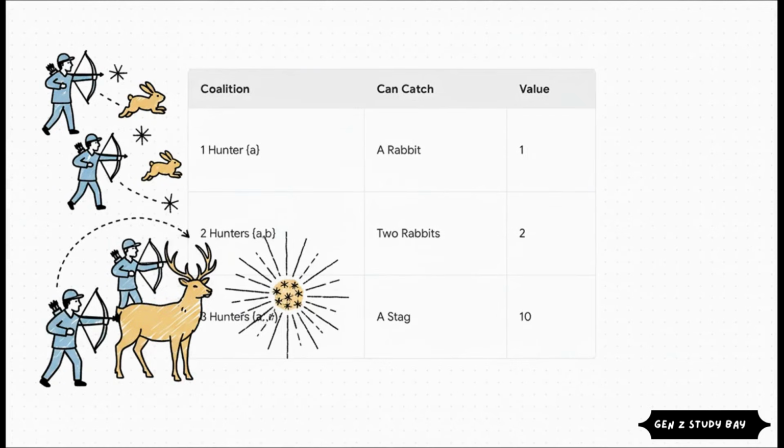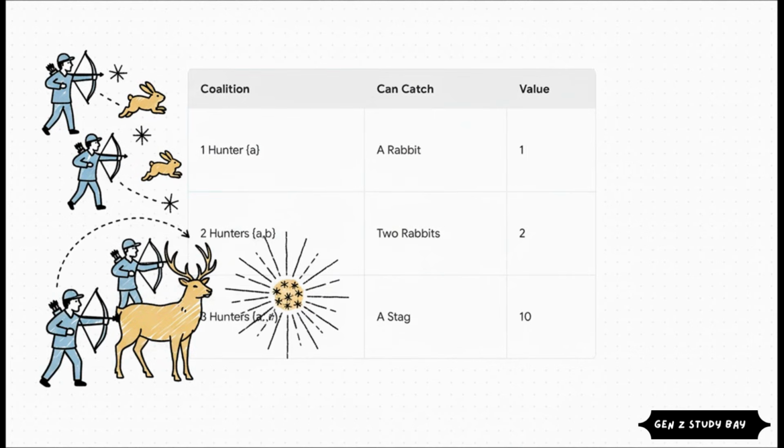And this is the core idea of cooperative game theory. Instead of obsessing over individual moves, it asks a different question. What is the value a group or a coalition can create together? So for our 3 hunters, any single hunter acting alone can get a value of 1. Any 2 hunters teaming up can get a value of 2. But it's only the grand coalition of all 3 hunters working in sync that can get that massive payoff of 10.